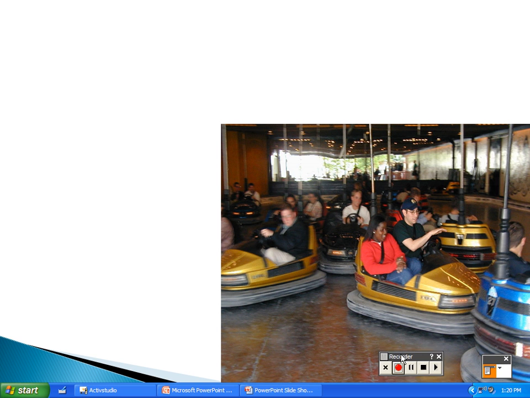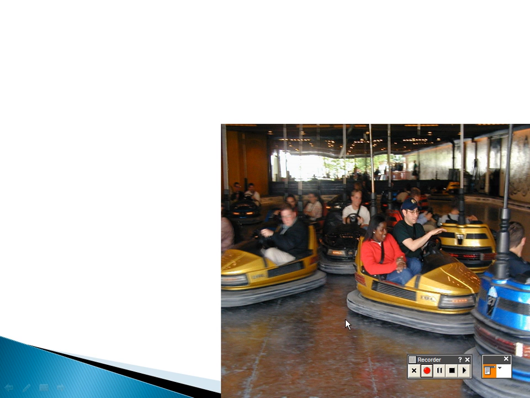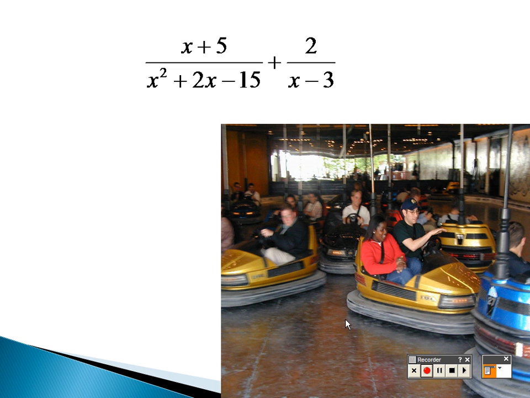Alright, who doesn't like bumper cars? Taking a look at this one, when we're doing a problem like this, you need to find something that is similar for the bottom and put it together. But before we can find common denominators to find something similar, we are going to need to factor the bottom. So when we come back, we will factor the bottom and figure out what is in common.